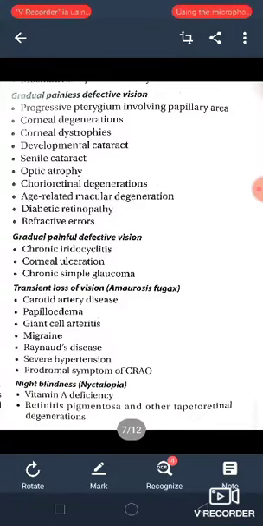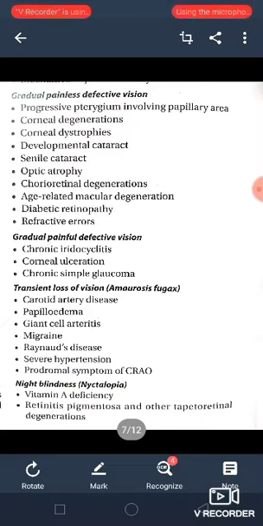The next symptom, the transient loss of vision, occurs due to carotid artery disease, papilloedema, giant cell arteritis, migraine, Raynaud's disease, severe hypertension, prodromal symptom of CRAO.